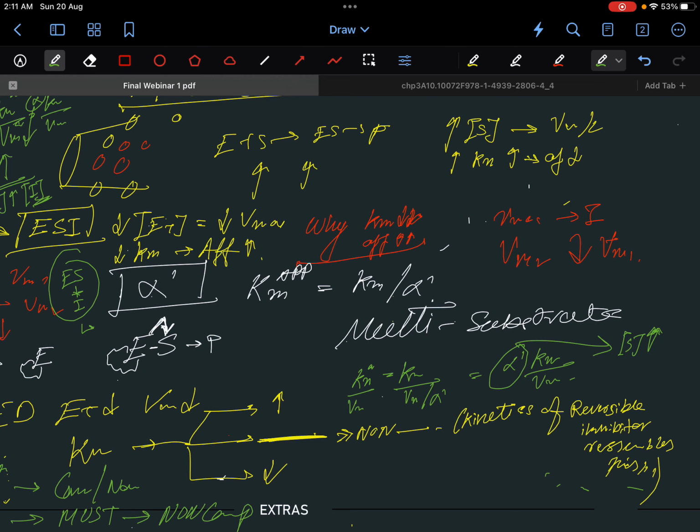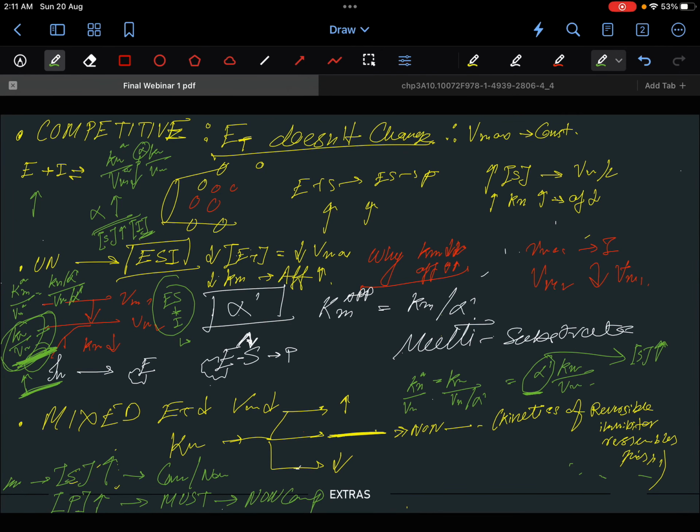Okay, but to some extent, like this is the alpha dash, to some extent you can normalize the situation. So you can increase the concentration of the product by increasing the concentration of the substrate only in non-competitive, right? Only in non-competitive you can do that. So whenever you want to increase the concentration of product, the drug must be non-competitive.